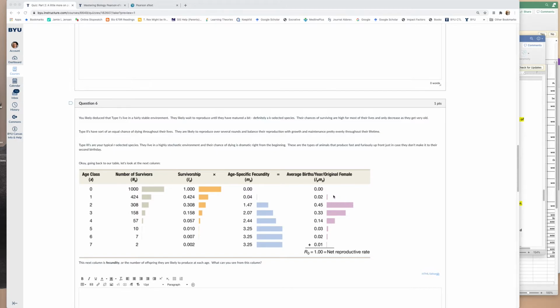We can see kind of where the offspring are being produced. So you can see that mostly it's this mid-range. Most of the lizards coming out of this population are coming out of the middle range of ages because their survivorship is fairly high and their fecundity is getting higher. And you can add up all of these average births and you can get a rate. So about 1.0. So it's just maintaining. If it's above 1.0, it's a growing population. If it's below 1.0, it's a declining population.